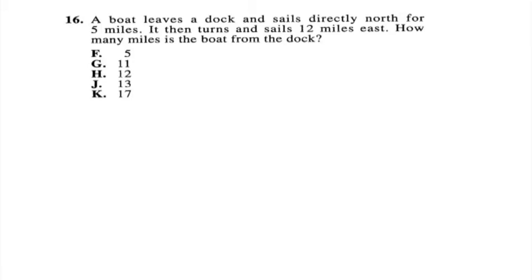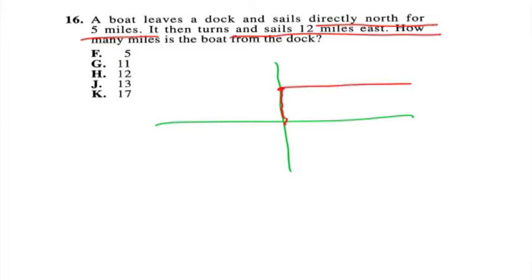A lot of times this one doesn't look like it's a triangle problem, but watch what happens. Whenever we're talking about these XY coordinates, north, east, south, and west, you lay it out in your XY grid. And they've told us that it travels north for 5 miles. So we go north for 5. Then it says we sail 12 east. 12, 5. Now it's beginning to look like a 5, 12, 13 triangle, and indeed it is for 16.